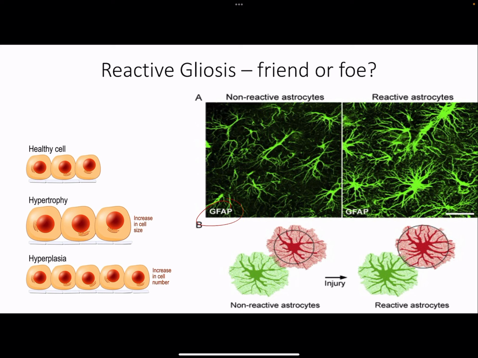Point 2 is that in response to injury, we have something called reactive gliosis, where glial cells will hypertrophy, they become bigger, and hyperplasia, they're going to divide a lot. And we can see that by staining with GFAP: we see a little bit, and now we see way more after the injury.